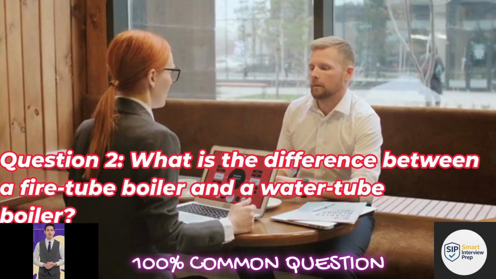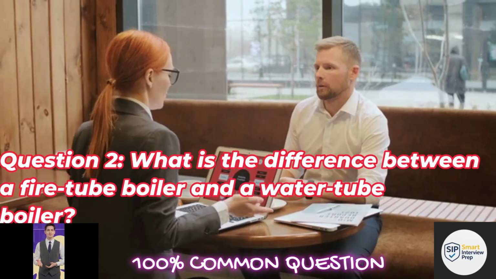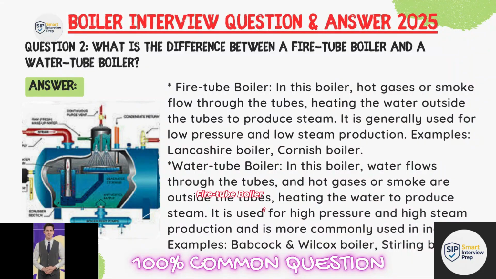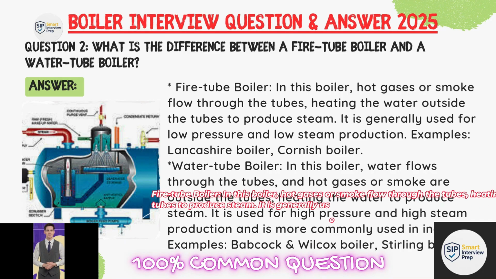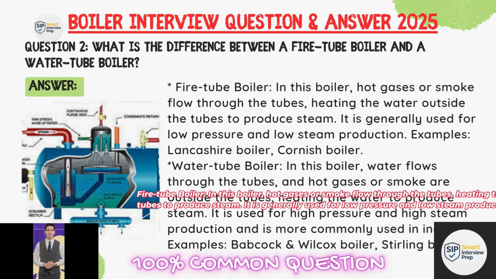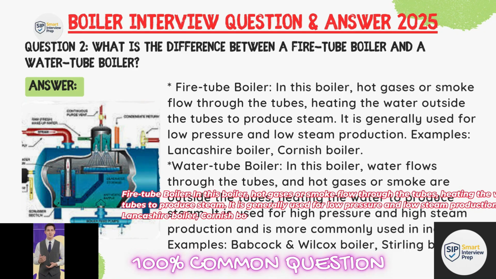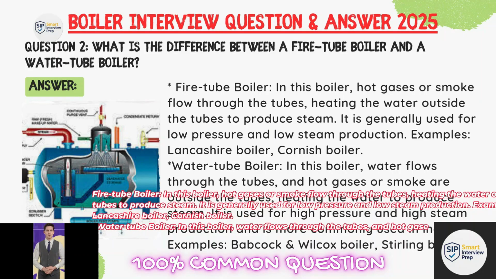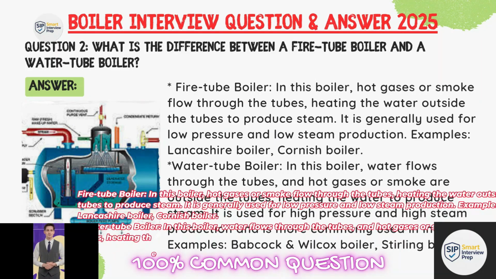Question: What is the difference between a fire tube boiler and a water tube boiler? Answer: Fire tube boiler. In this boiler, hot gases or smoke flow through the tube, heating the water outside the tube to produce steam. It is generally used for low pressure and low steam production. Example: Lancashire boiler, Cornish boiler.